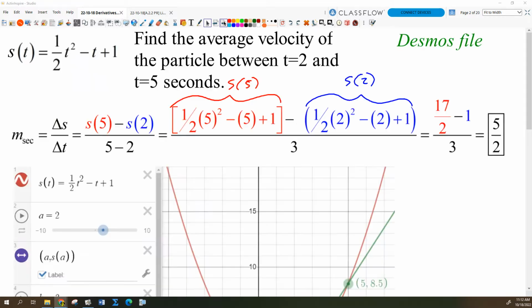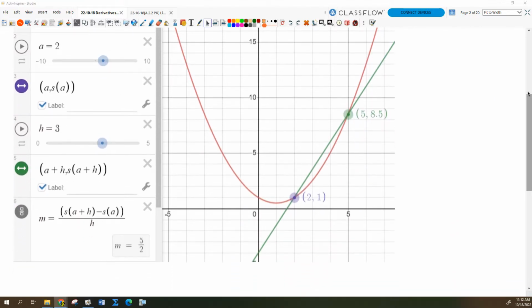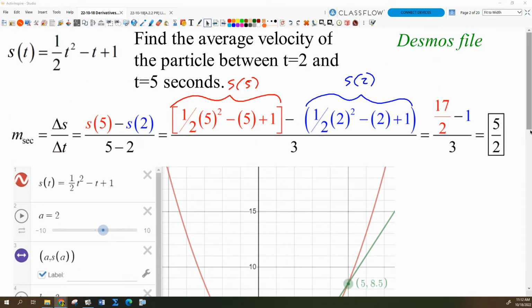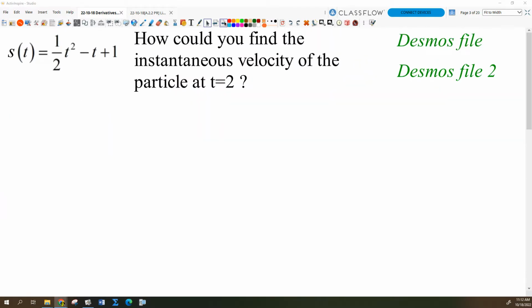All right, so this is what we did yesterday, right? We answered a question where we found the average velocity in t2 seconds just by finding the change in the function over the change in time, right? So delta S over delta T, which works out to be the slope of the secant line connecting those 2 points, right? Today, where we kind of left off was with the question, how could you find the instantaneous velocity of the particle at T equals 2?